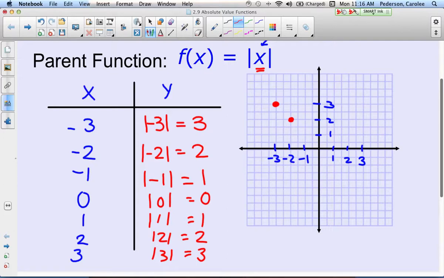Our third ordered pair is left 1, up 1. Our fourth one is 0, 0. And then we go right 1, up 1, right 2, up 2, right 3, up 3. And notice what appears is the shape of a V when we connect the points. So the shape of an absolute value will always look like a V. And that's how we graph the parent function for an absolute value.